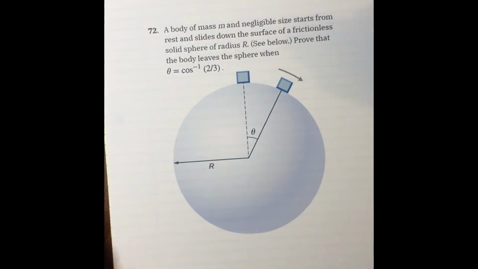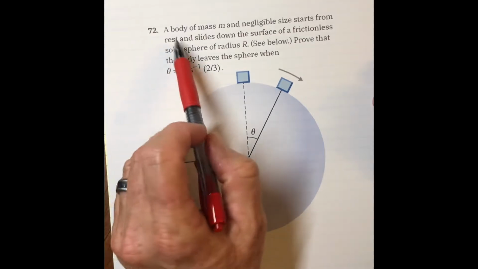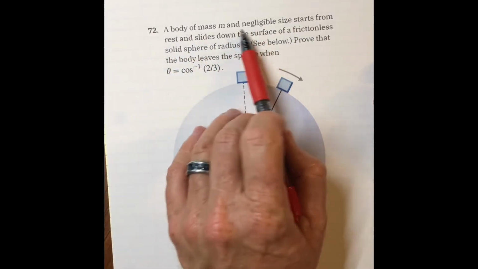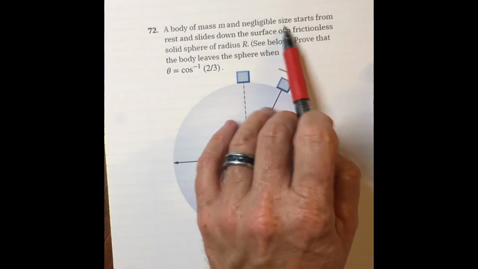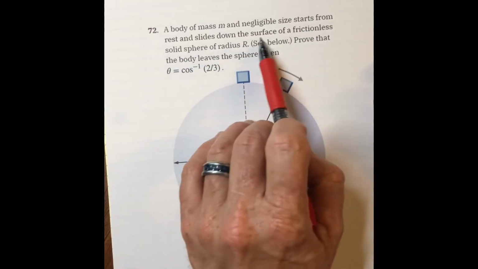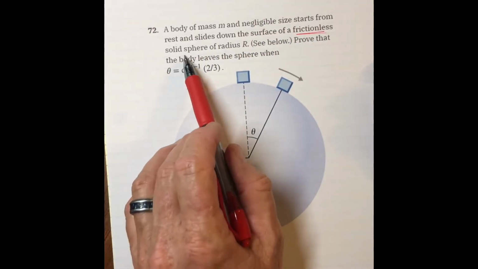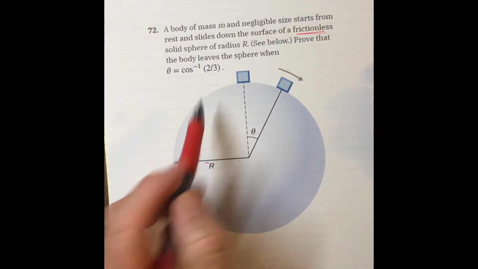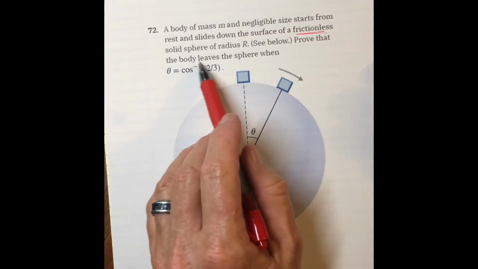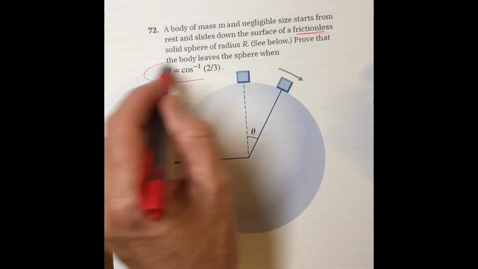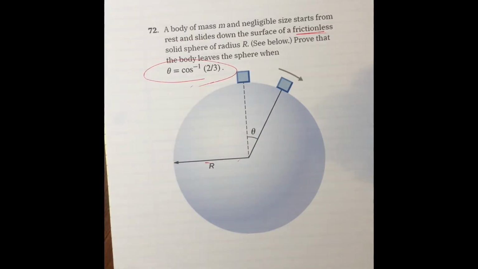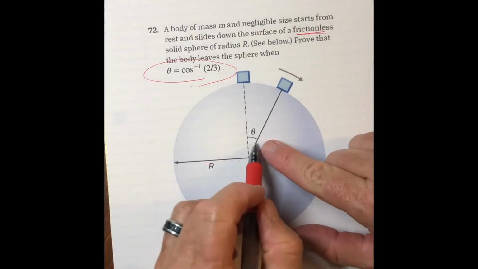So it's number 72, and it really says this, that a body of mass m and of negligible size starts from rest and slides down a frictionless solid sphere of radius capital R, see below. Prove that it will leave the sphere when this angle is true. Okay, so here's the angle.